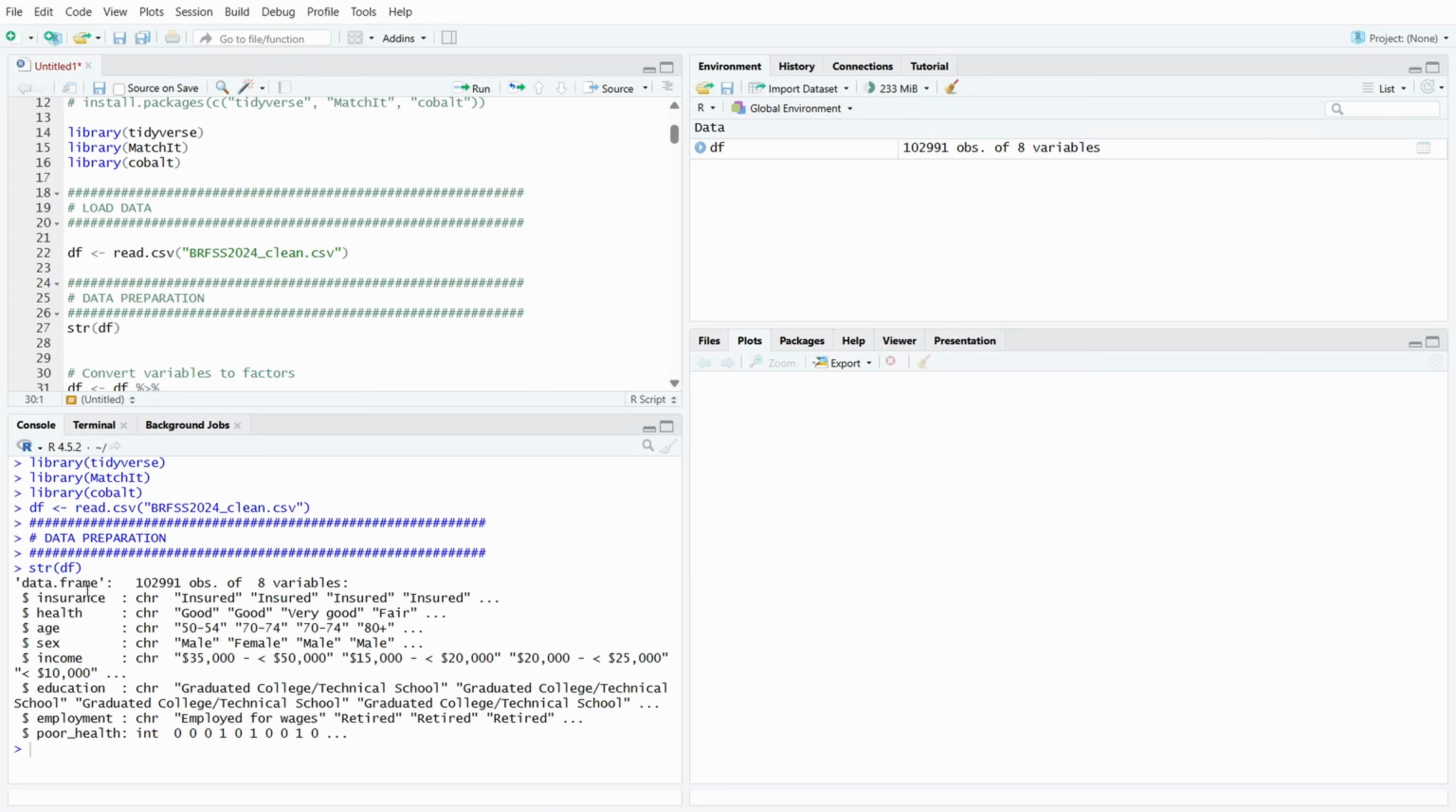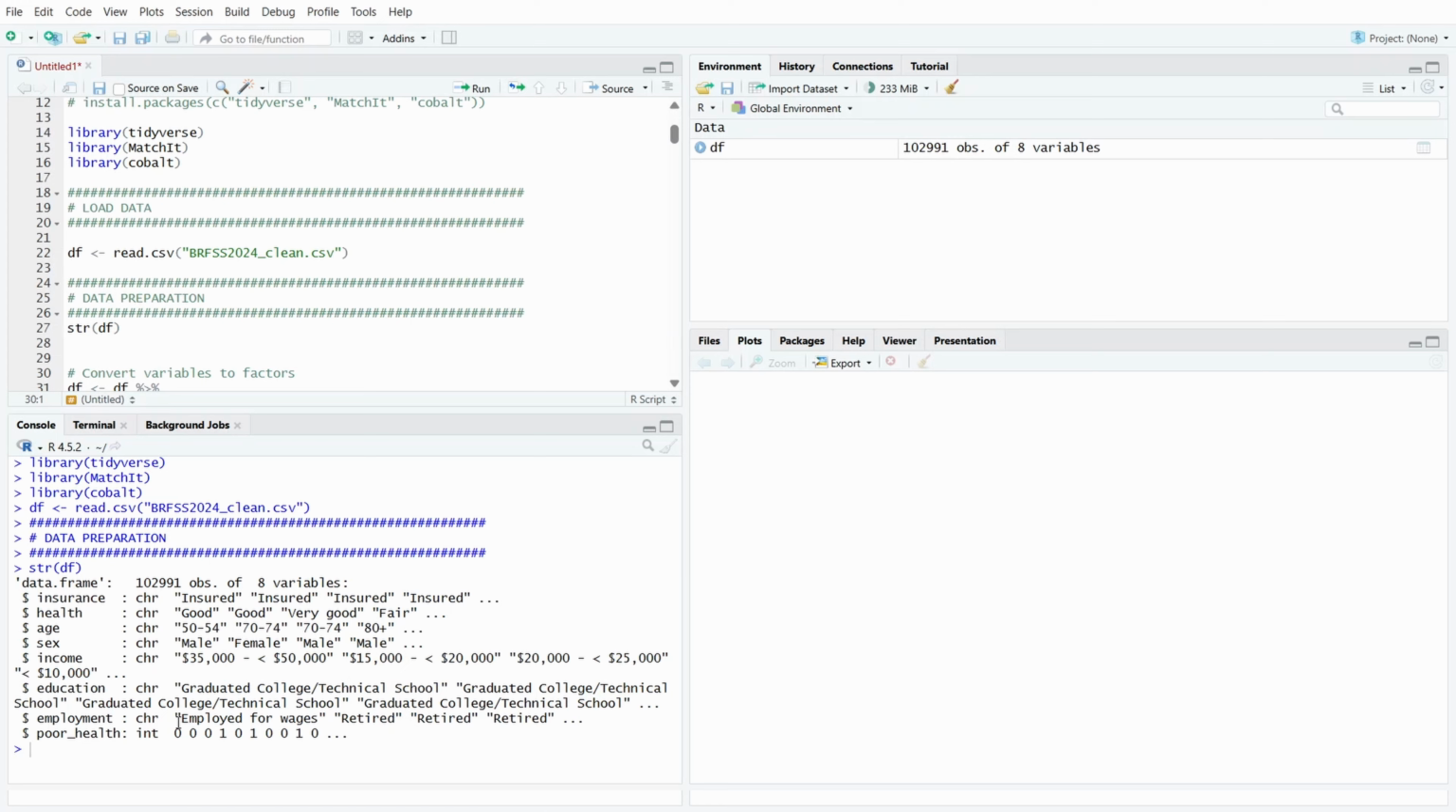Next, we examine the variables themselves. The insurance variable is currently stored as a character variable, shown by chr. The values include categories such as insured and not insured. The health variable is also stored as character data and contains categories such as excellent, very good, good, fair, and poor. The age variable contains grouped age categories like 50 to 54, 70 to 74, and 80 plus. Sex is also stored as character data with categories such as male and female. Income contains grouped income categories, for example, less than $10,000, $15,000 to less than $20,000, and $35,000 to less than $50,000. Education includes categories describing educational attainment, such as graduated college or technical school. Employment contains employment categories like employed for wages or retired.